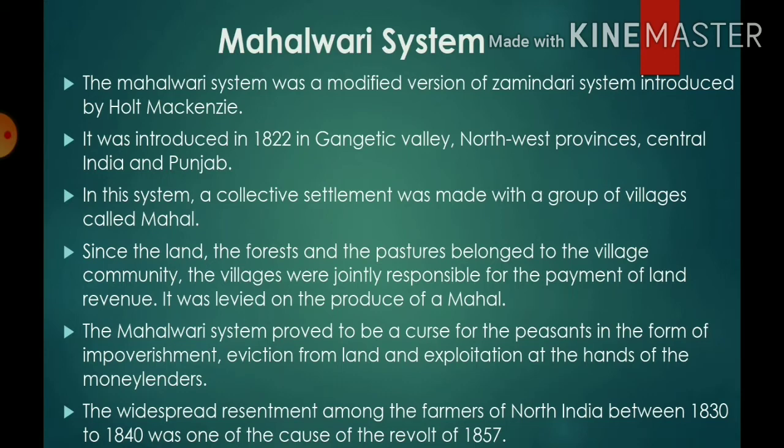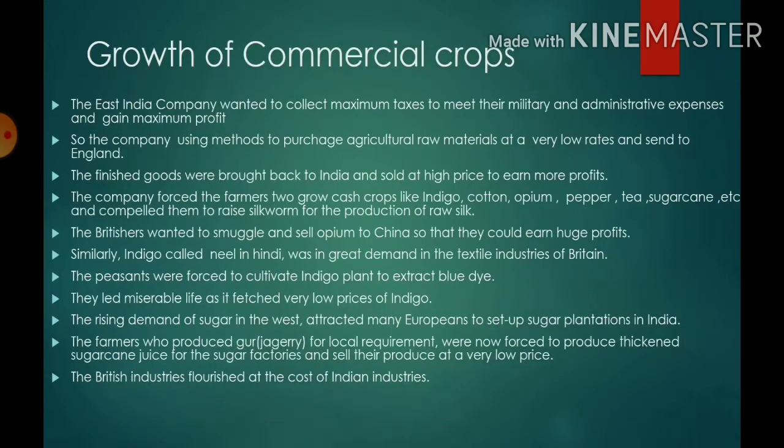This is then the growth of commercial crops. With a strong foothold in South India, Bengal, Bihar and Orissa, the East India Company wanted to collect maximum taxes to meet their military and administrative expenses. They also wanted to gain maximum profit. The British East India Company always wanted maximum profit.